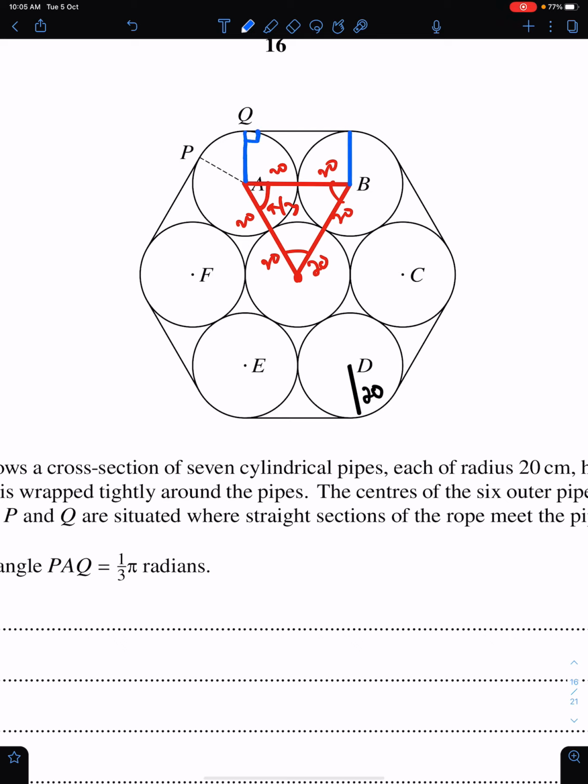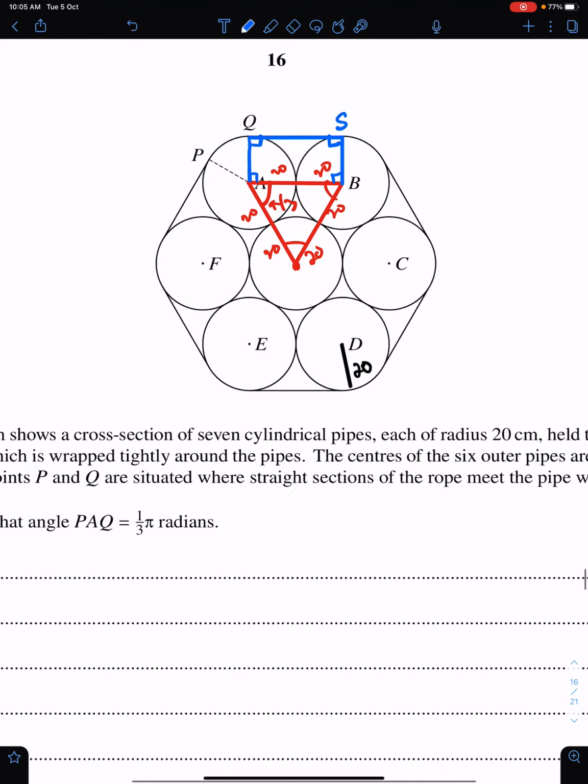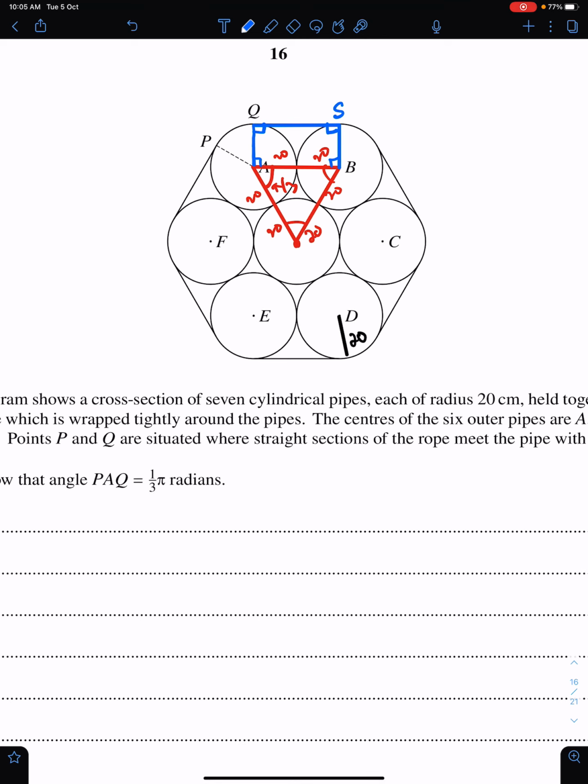Because this is tangent to this circle and this is tangent to this circle, this is rectangle QSPA. So all angles are 90 degrees. So this angle is pi by 3. See, this one is pi by 3. This is pi by 2. So this is the straight line.